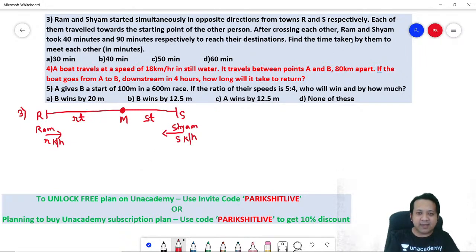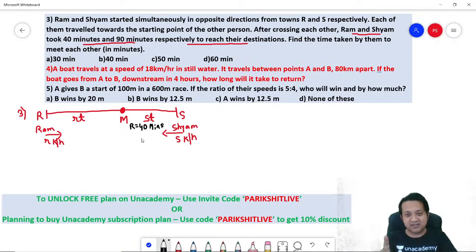Now they say after crossing each other, Ram and Shyam took 40 minutes and 90 minutes respectively to reach their destination. Let's write it down. Ram, after he meets, takes 40 minutes. Ram takes 40 minutes to cover the distance ST. What about Shyam? Shyam takes 90 minutes after he meets.